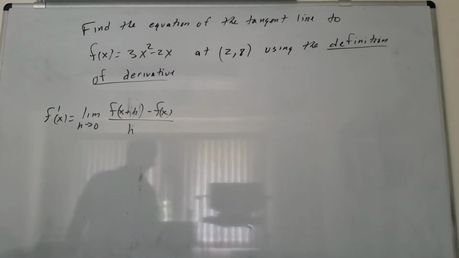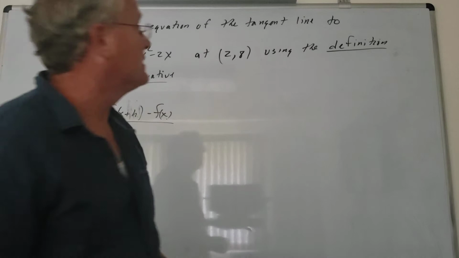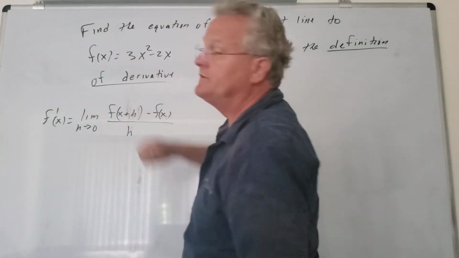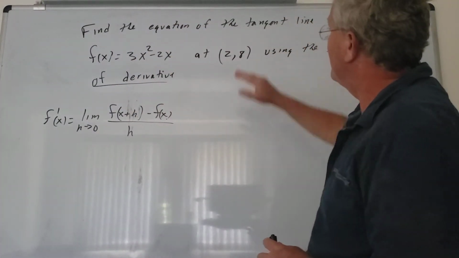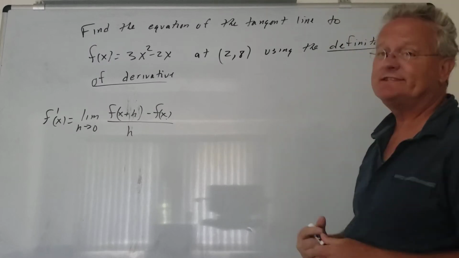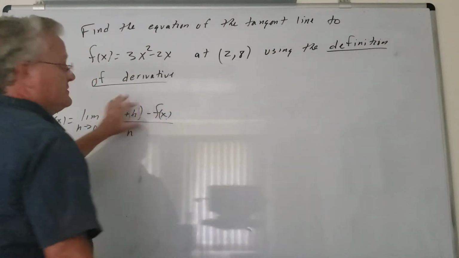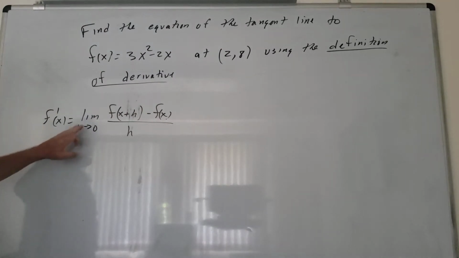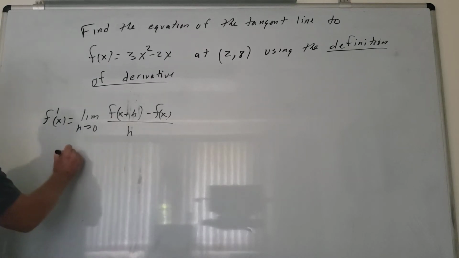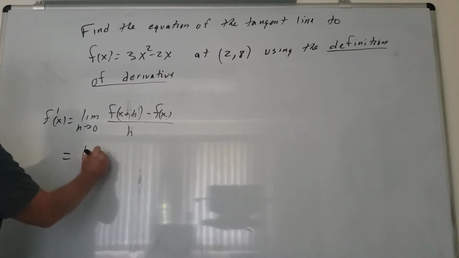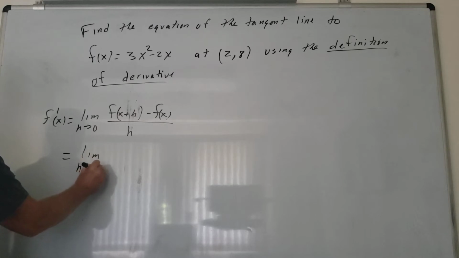Okay, so we're asked to find the equation of the tangent line to the graph of this function, a parabola, at the point 2, using the definition. Remember, this is the definition of a derivative. The derivative is the limit as h goes to 0 of f of x plus h minus f of x, all over h. So using this definition, we have the limit as h goes to 0.